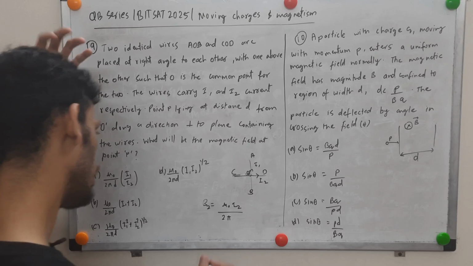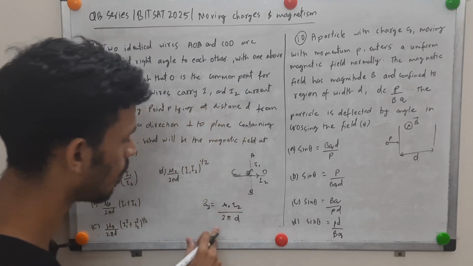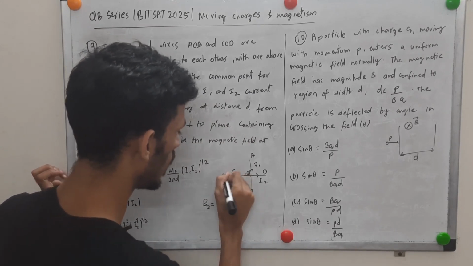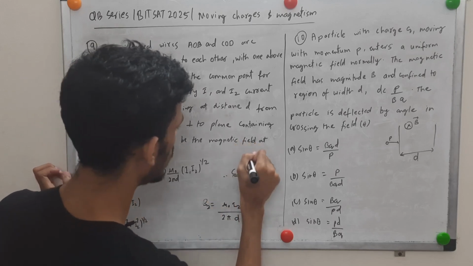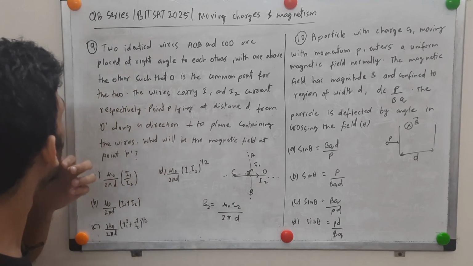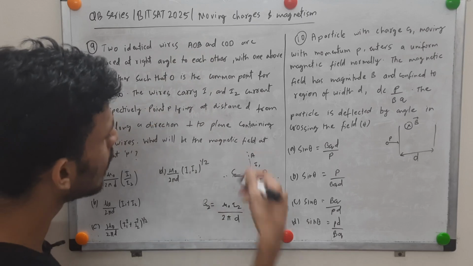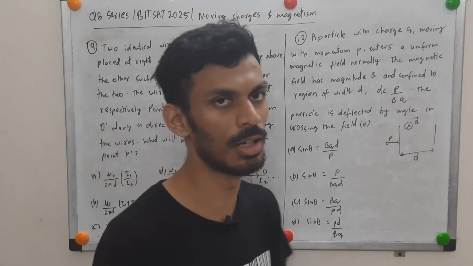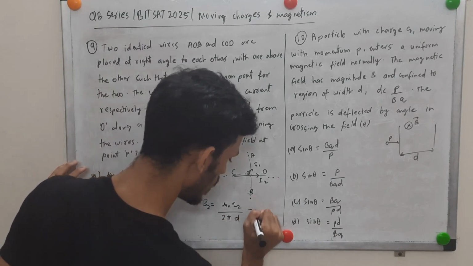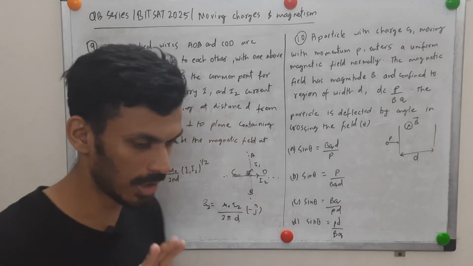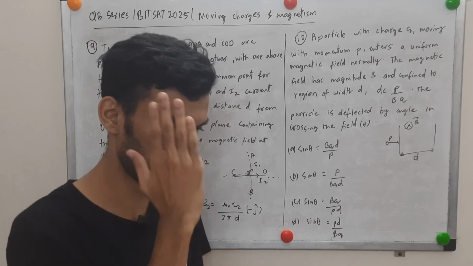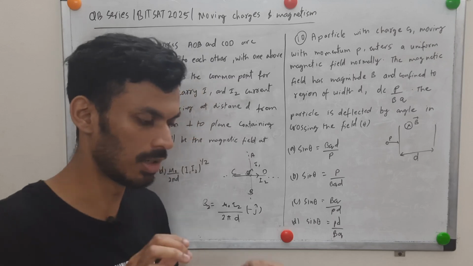So B due to I2 is mu 0 I2 upon 2 pi r. These are infinite wires, so that is the formula for an infinite wire. Is it mentioned in the question? Sometimes it might not be mentioned. They might even use the term long, which also means an infinite wire in this case. So here it is in the downward direction, the downward y direction. This is x, this is y.